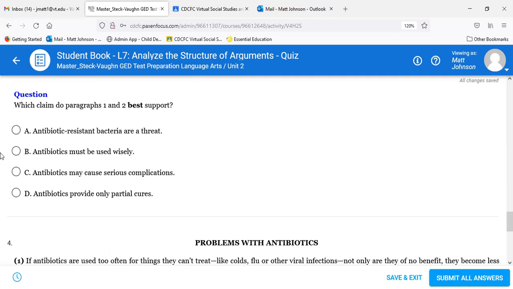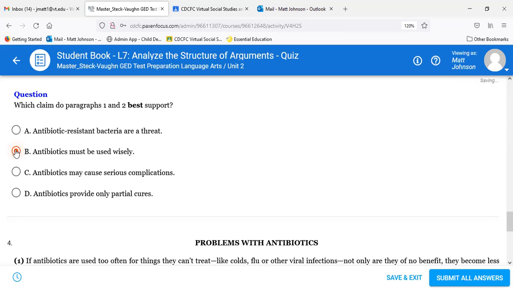Question: which claim do paragraph 1 and 2 best support? A. Antibiotic resistant bacteria are a threat. B. Antibiotics must be used wisely. C. Antibiotics may cause serious complications. D. Antibiotics provide only partial cures. C or D? C? B.